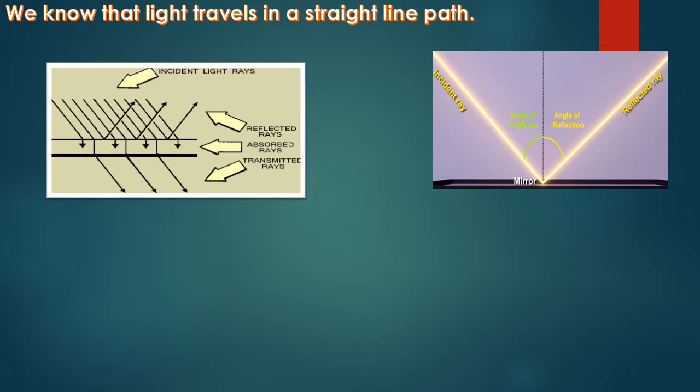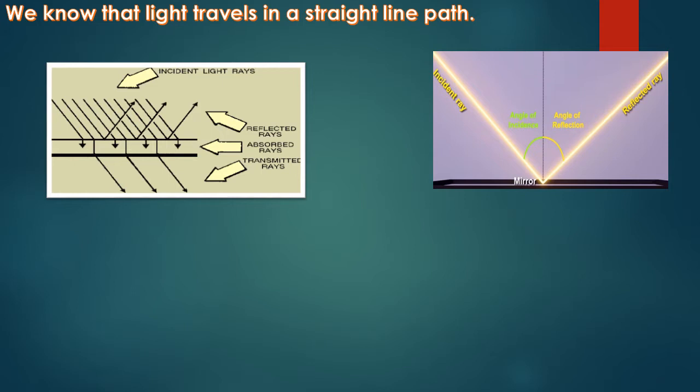What happens when light falls on a surface or on an object? We know some amount of light will be reflected, some amount of light will be absorbed by the object, whereas some amount of light will be transmitted. So we are looking into the transmission of light rays by some of the mediums. When I say medium, it means a material or substance through which light moves.